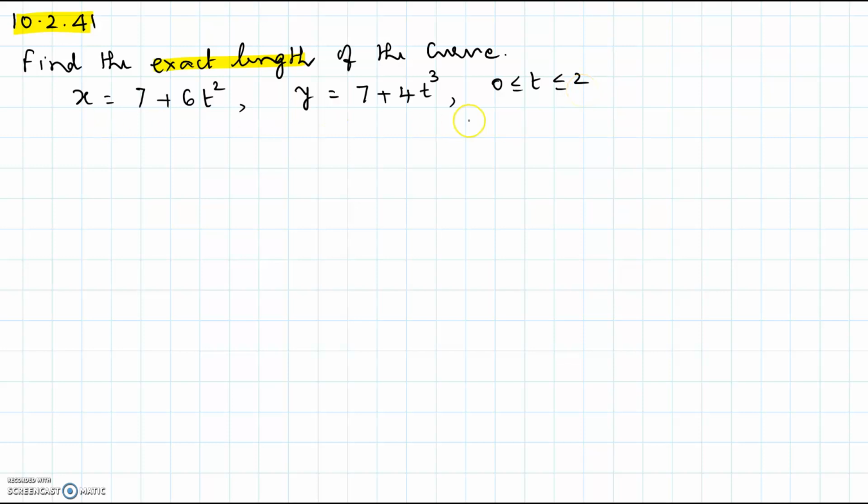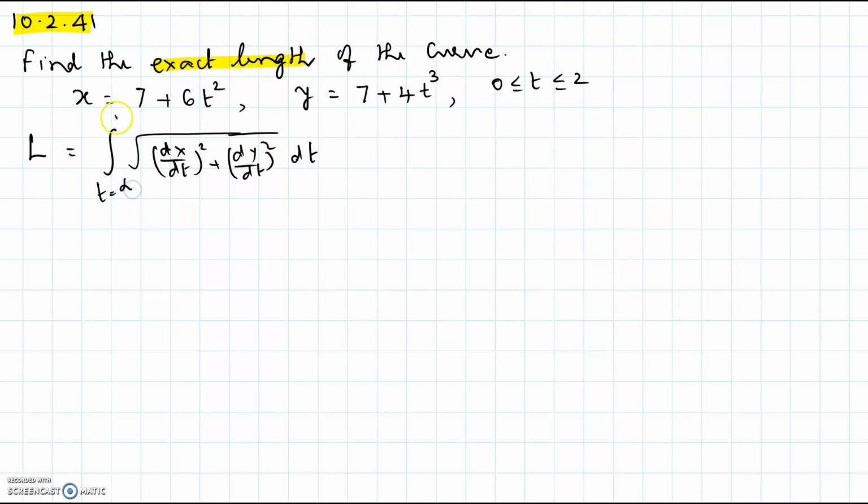So note that the equation is given in parametric form and we are asked to find out the length of the curve. So length of the curve in parametric form is the integral of the square root of (dx by dt) the whole square plus (dy by dt) the whole square, dt. The variation is for t from alpha to beta.